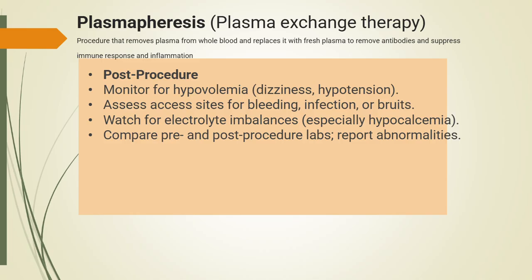Electrolyte imbalances can occur because plasma exchange removes electrolytes along with antibodies, so patients should be monitored for signs of low calcium, low potassium, or muscle cramps. Any abnormalities should be reported immediately and replacement electrolytes administered if ordered.